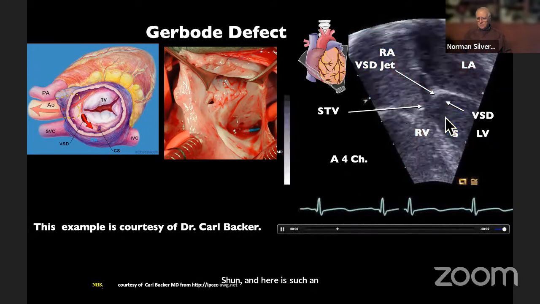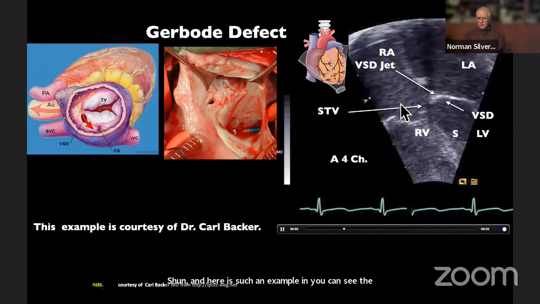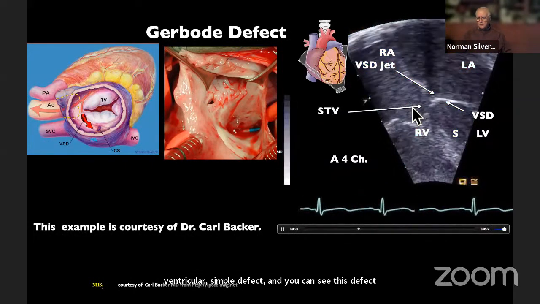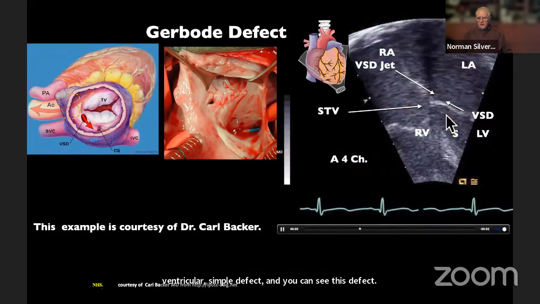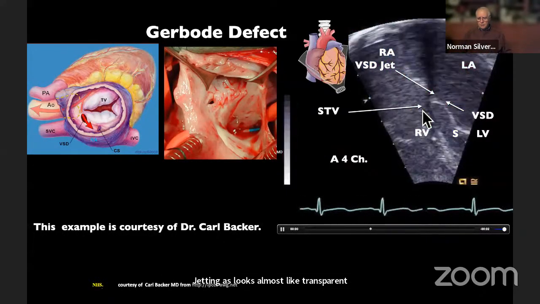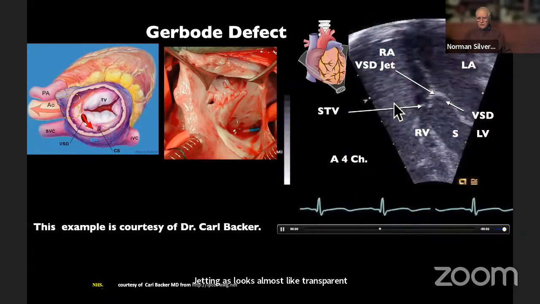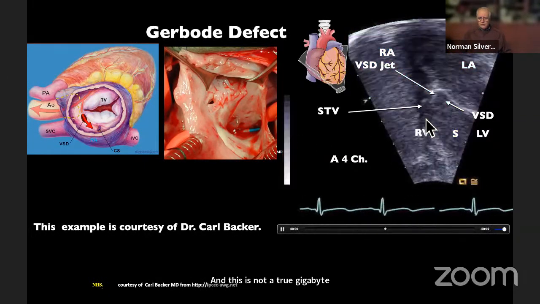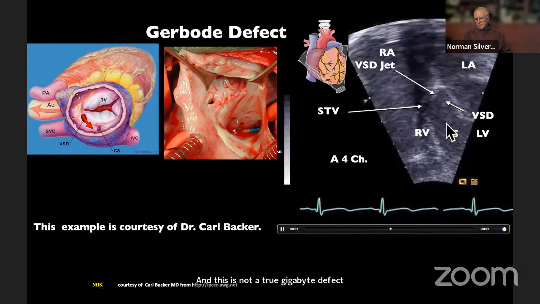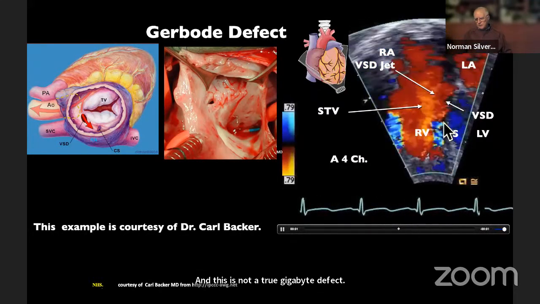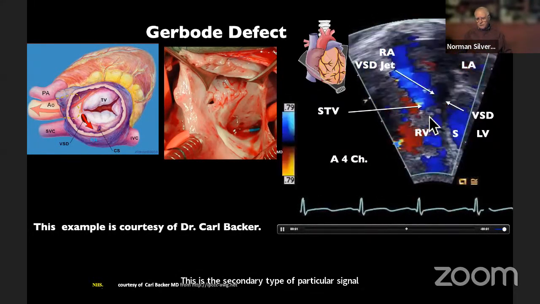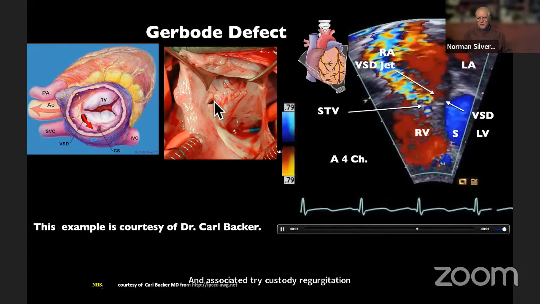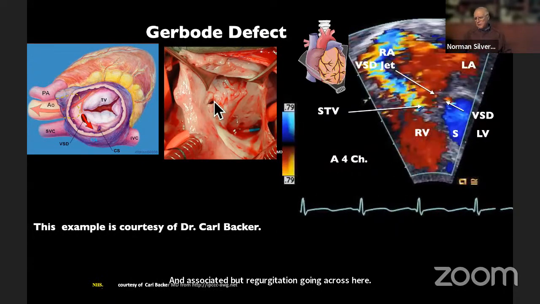And here is such an example, and you can see the ventricular septal defect, and you can see this defect jetting, looking almost like tricuspid regurgitation, but it has a much higher velocity because it's coming from the left ventricle into the right atrium. And this is not a true Gerbode defect. This is the secondary type of ventricular septal defect, where there's a perimembranous VSD and associated tricuspid regurgitation going across here.